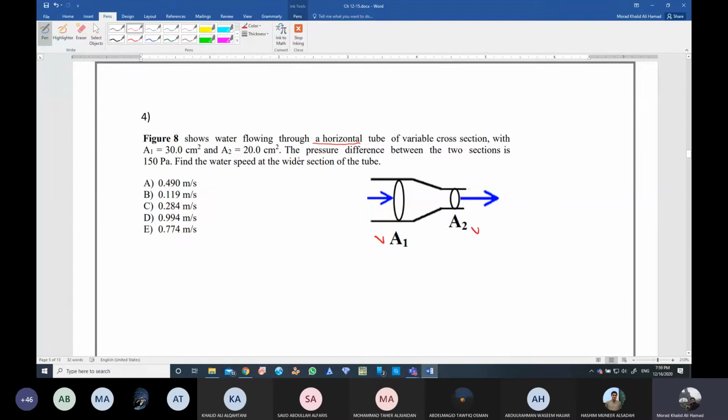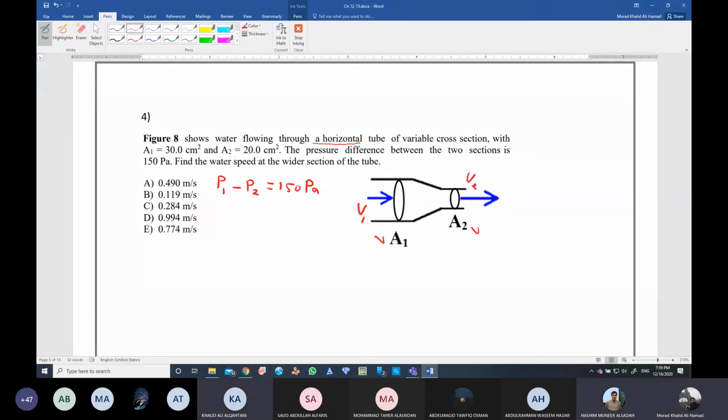This is A2. Now, the pressure difference between the two sections, which means pressure 1 minus pressure 2, is equal to 150 Pascal. This is given. Find the water speed at the wider section, which means V1. And here, this is V2. Okay, is it clear what is requested from this question?